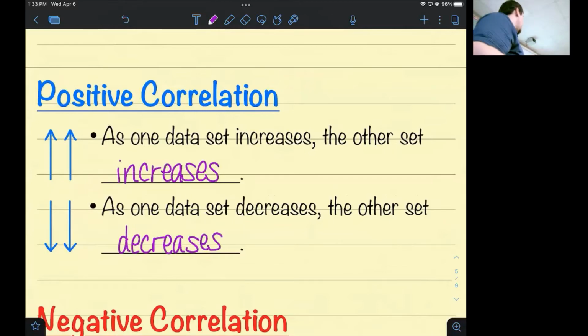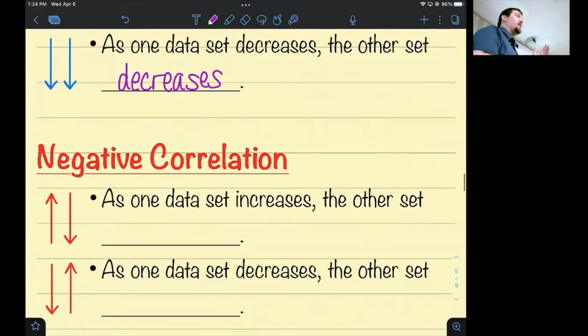So positive correlation is going to have a positive slope. Well, how do you get a positive number? Slope's a fraction. Either they're both positive or they're both negative. Because what do two negatives make? Positive. Exactly. So you could reverse it, say as one goes down, the other would have to go down. That's still positive correlation. Negative correlation, they're going to be going in opposite directions.